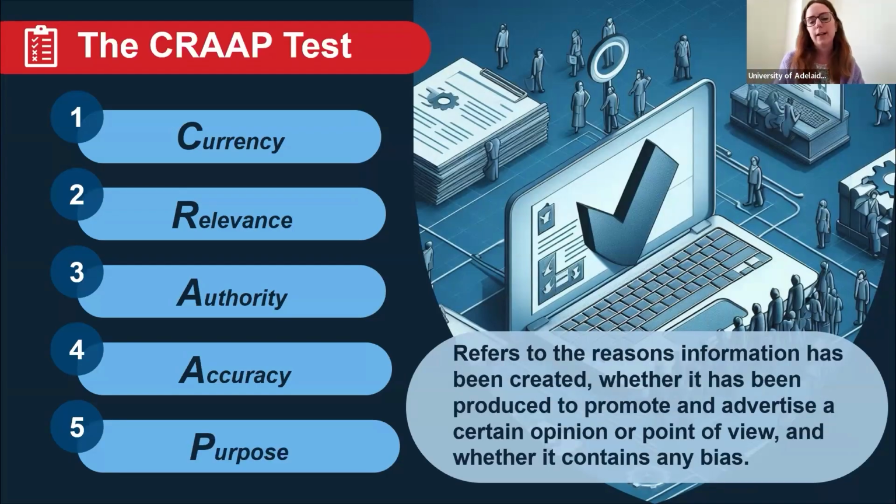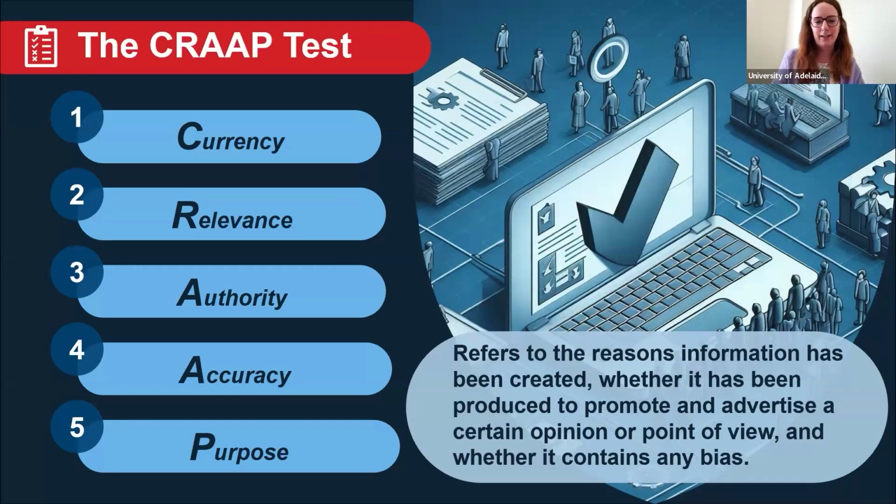And purpose refers to the reasons information has been created, whether it has been produced to promote and advertise a certain opinion or point of view, and whether it contains any biases. So this is a really important one. Bias can be quite subtle sometimes. You might not think it's there, but it is. Generally, journal articles and scholarly research try to be free of bias, but you never can tell. Some might creep in. Obviously, with more popular resources, this is something to look at in a bit more detail as well. So yes, that is what CRAAP stands for.